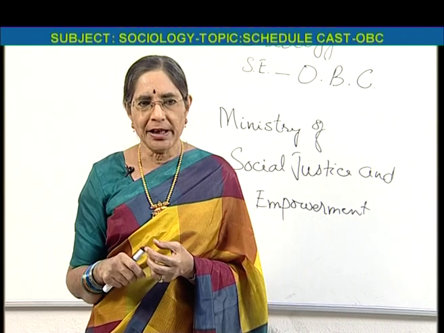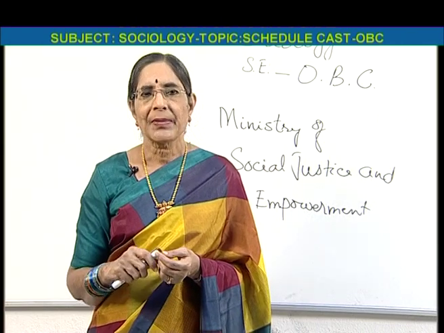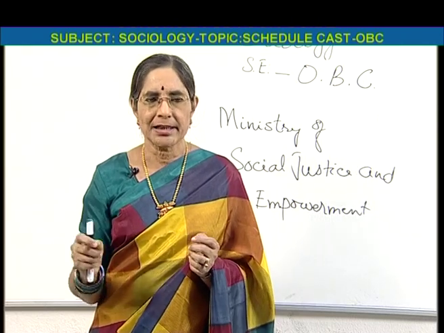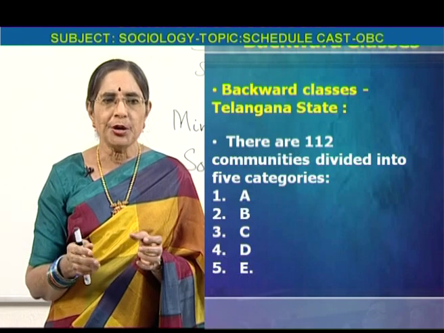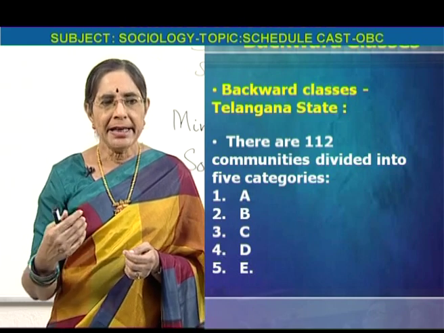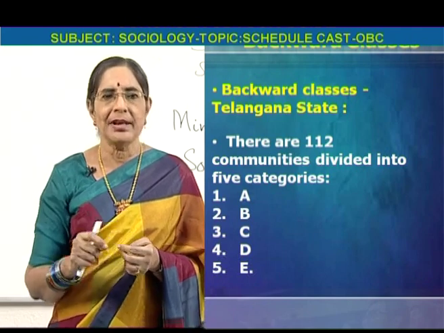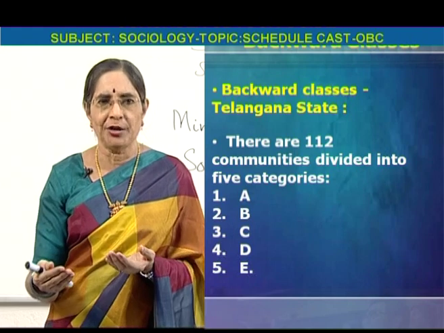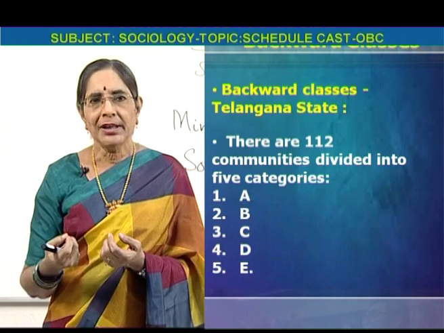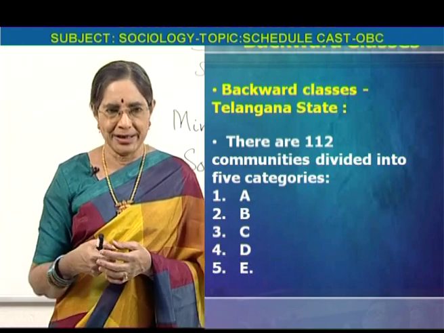Our government has identified various backward classes. There are 112 communities in our state considered by the government as backward classes. These communities are divided into 5 subcategories. They are named as Group A, B, C, D and E. Here it is not only caste based, even economic backwardness also is taken into consideration. For instance, Group E of backward classes has economic backwardness as one of the major criteria which defines their backwardness.